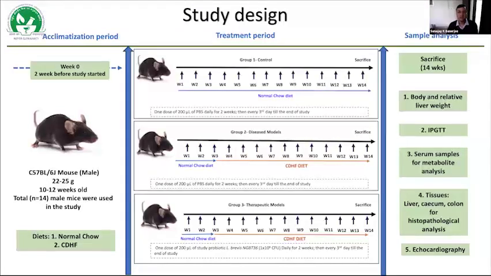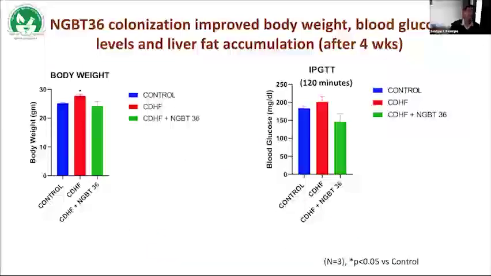We have completed 4 weeks till now, but we want to show you some of the data which may be of interest. In general, after 4 weeks it is very difficult to see data, but for the presentation, body weight gain started in the CDHF group, which causes maximum cardiometabolic disease, and there is a trend to decrease body weight after L. brevis.